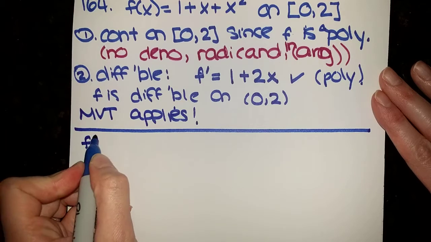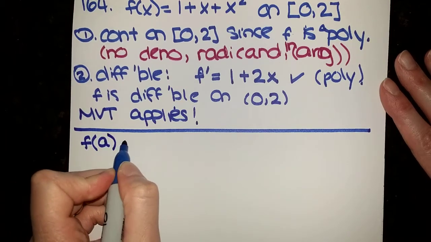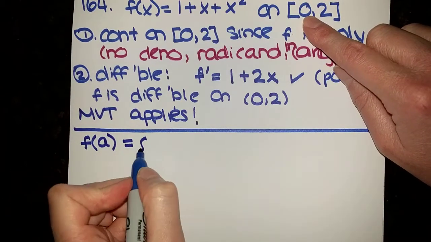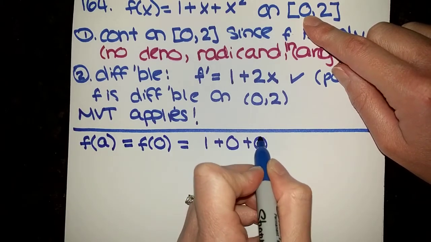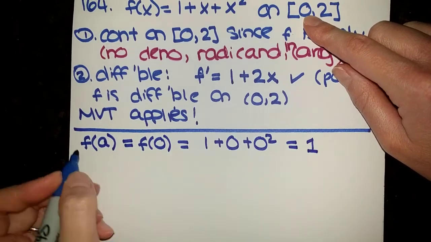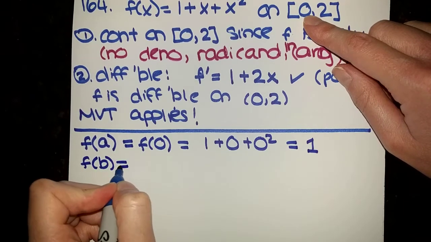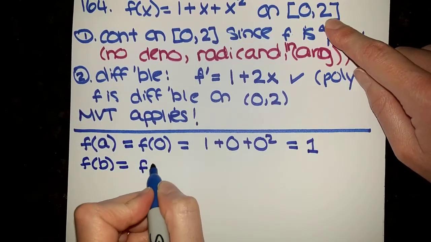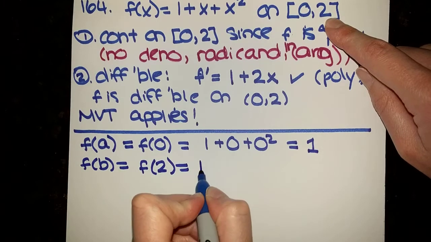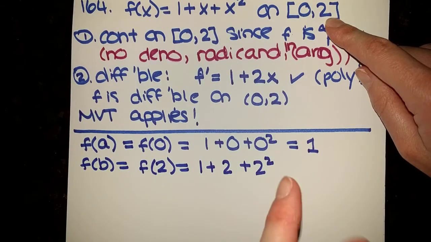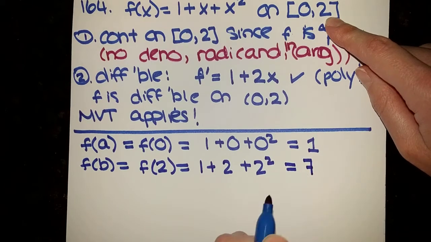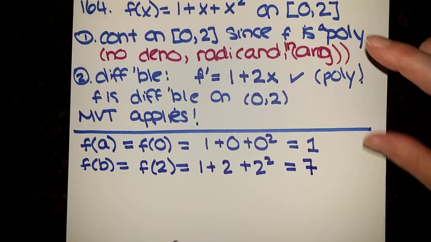So remember that in the mean value theorem, you have your f of a, which in this case is going to be our f of 0. So we're going to have 1 plus 0 squared, so we get 1. Then we have to figure out our f of b, which is going to be f of 2. So we have 1 plus 2 squared, so we're looking at 3 plus 4, so we're looking at 7 for our f of b value.